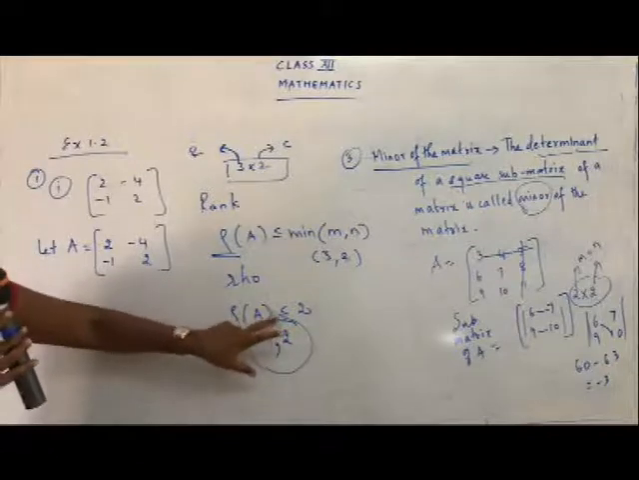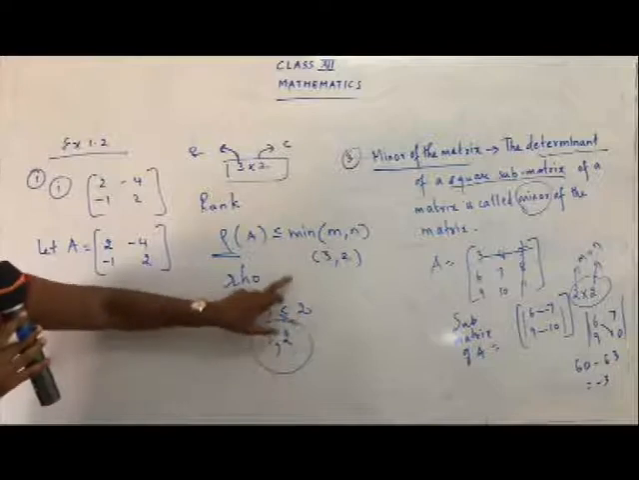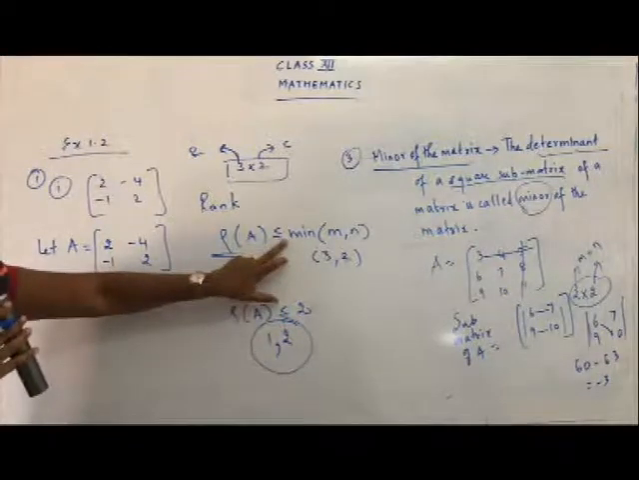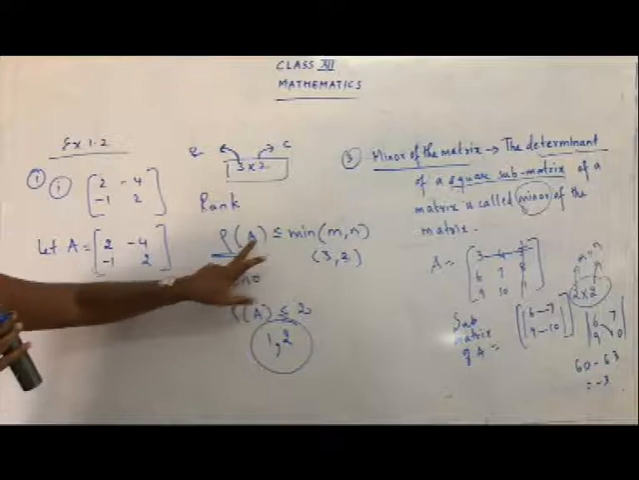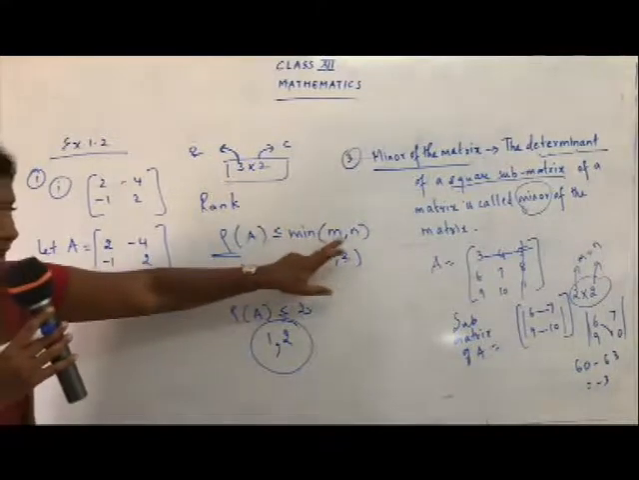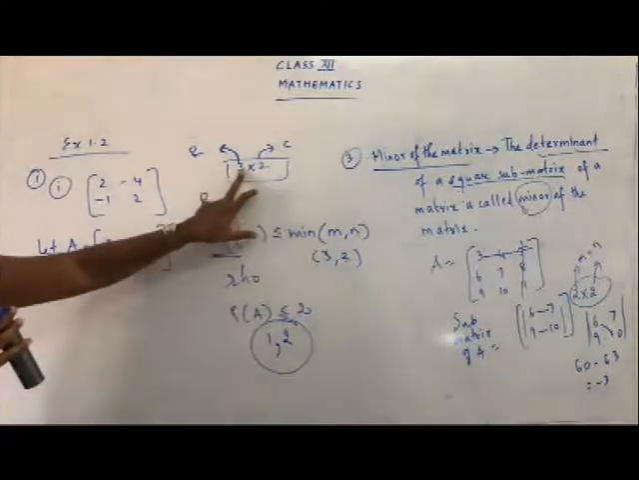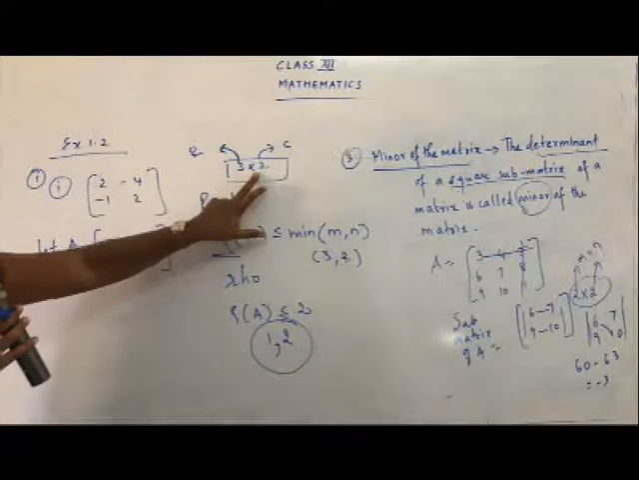Rank of A less than or equal to 2. From where do you get this statement? From where do you get the value 2? Yes, it's from the definition: rank of A is less than or equal to the minimum of M comma N. What is the minimum of M comma N? Here, what was the order of the matrix we have taken? 3 comma 2.